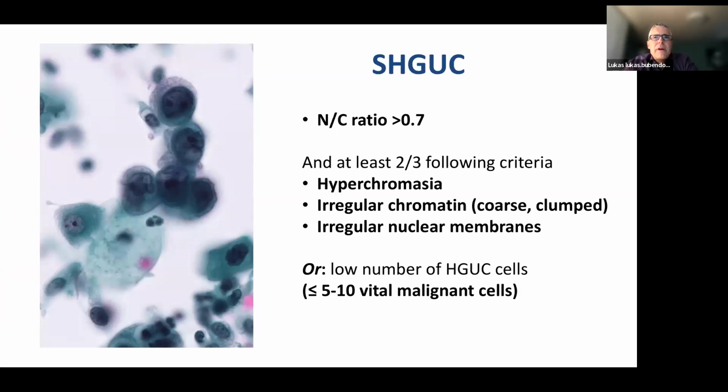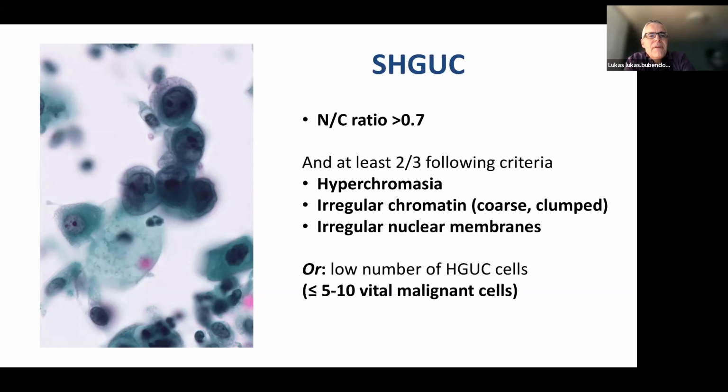Now, if we believe that the case is high-grade urothelial carcinoma, but we are not completely sure, then we call it suspicious for high-grade urothelial carcinoma. So for this diagnosis, we need an NC ratio again of at least 0.7, and not all of the three other criteria are fulfilled. So if we have only hyperchromasia and irregular chromatin, but normal nuclear membranes, so it's just not everything met, then we might be more comfortable calling it suspicious.